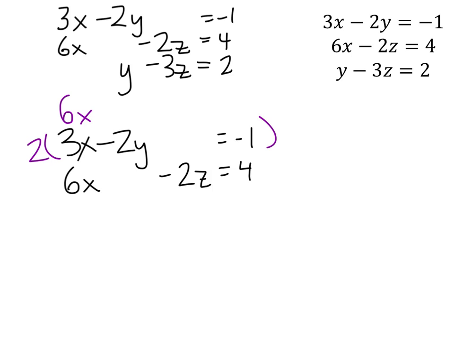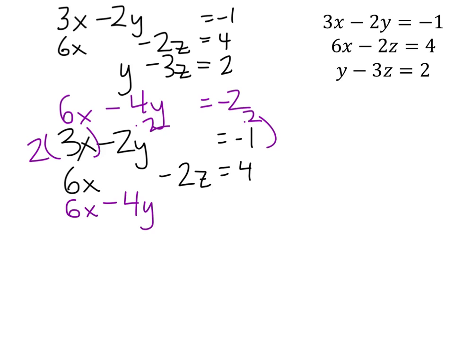So we're also going to have to multiply everything else by 2 as well. So this 2 times 2, negative 1 times 2. So 6x minus 4y equals negative 2. And I'm going to go ahead and write that underneath this one so that we can combine them a little bit more easily. So this is what we have now.